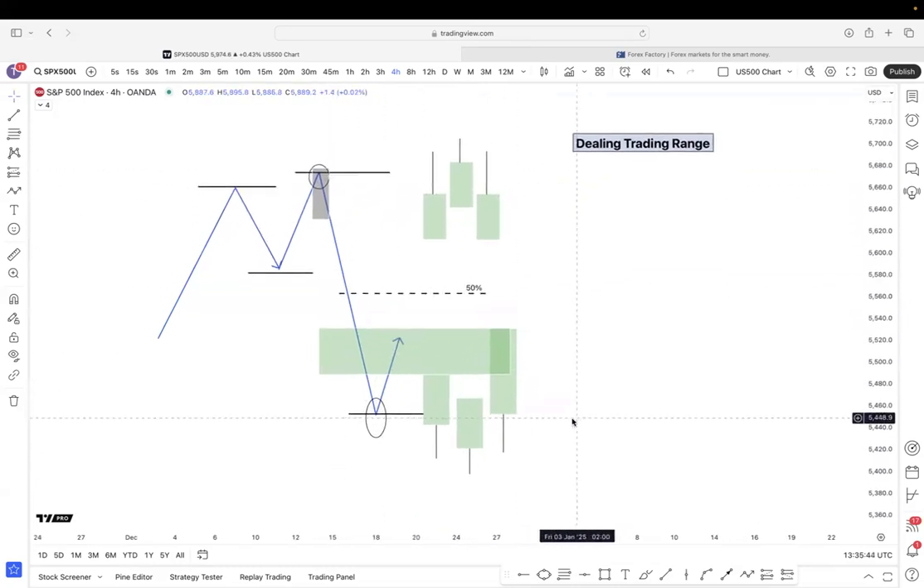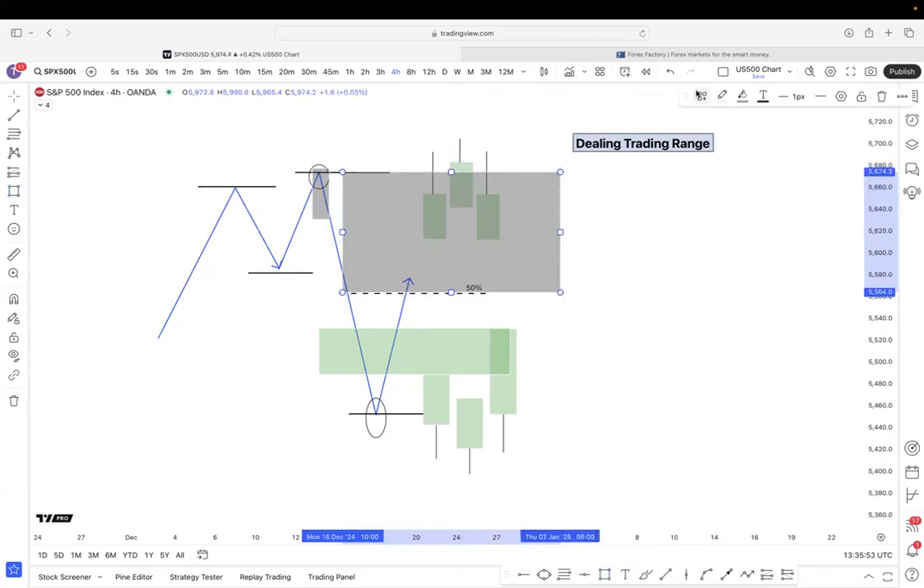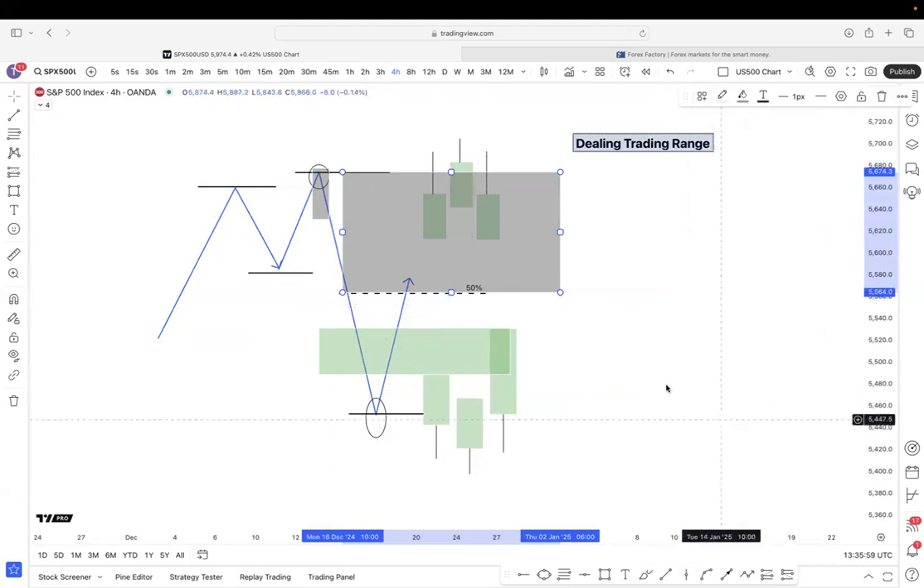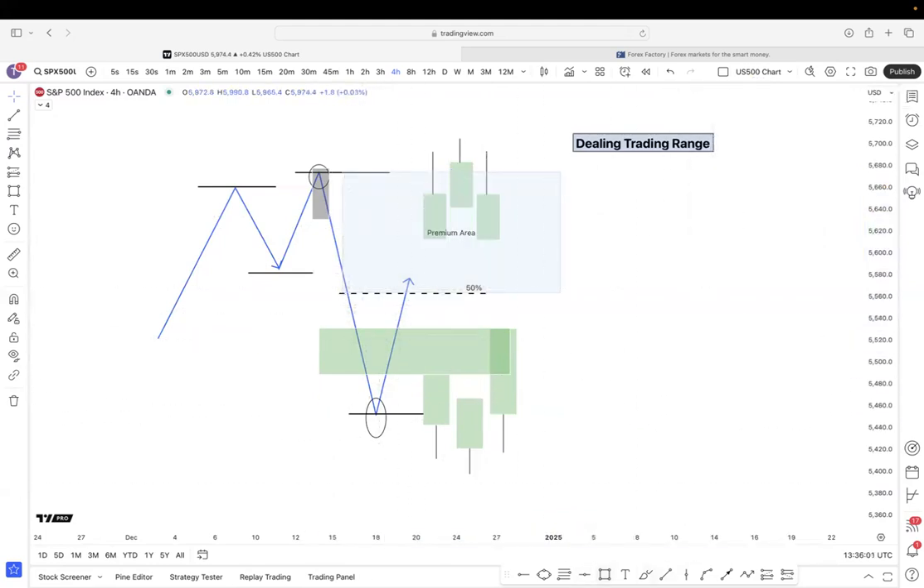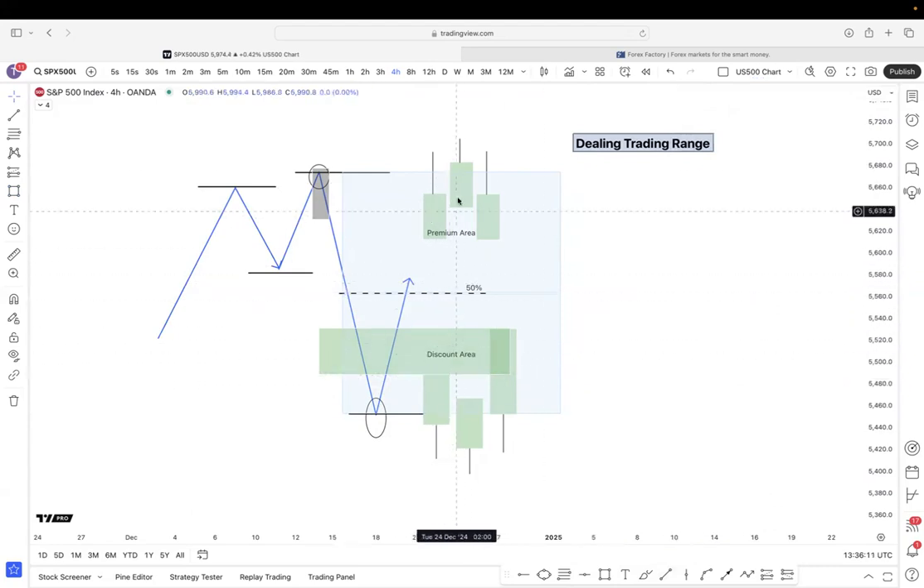Because basically, when price returns to at least 50% of the range, that is entering a certain area on the trading range. And in this bearish example, by the way, that is called a premium area. And the zone below 50% of the trading range is called a discount area. These are two different areas.